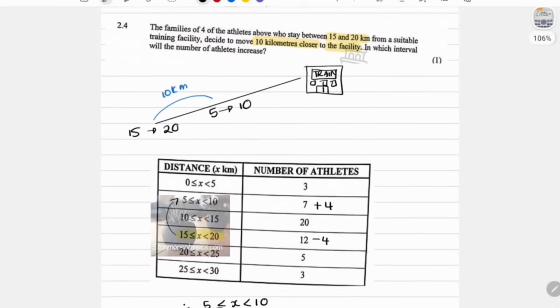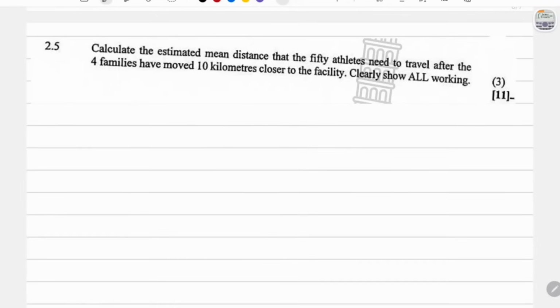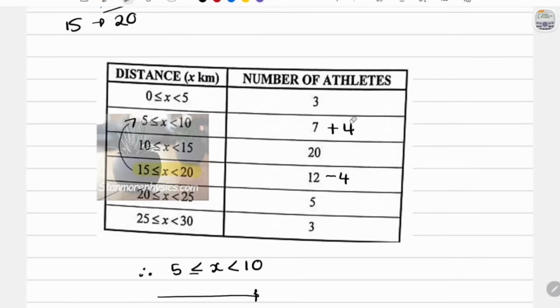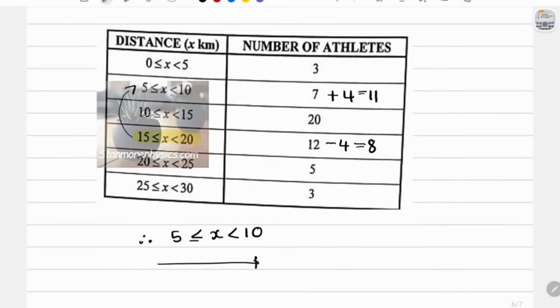Moving on to the last question in question 2. So 2.5 says calculate the estimated mean distance that the 50 athletes need to travel after the 4 families have moved 10 kilometers closer to the facility. Clearly show all working. So they're really just asking us to calculate the estimated mean, but this is after those 4 families have moved. Looking at that, you see that I've already put the calculations that are going to happen here. So we know now that the number of athletes here would change. It's 12 minus 4, which is 8. And here, this value would change to 11. So that's really all we have to do.